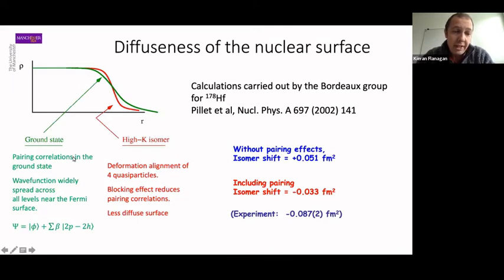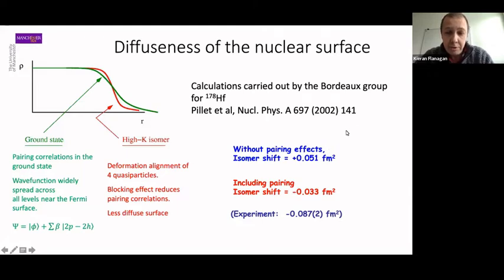But if we look at the ground state correlations, we can construct a wave function spread over many states across the Fermi surface. So we have a very diffuse surface. When we go to these higher K isomers, the deformed alignment of these systems in the four quasi-particle states blocks out and reduces the pairing correlations, so we get a much sharper surface. So the overall mean square charge radius is less than the mean square charge radius for the ground state, which is much softer. And there have been some calculations done to try and take into account this effect.